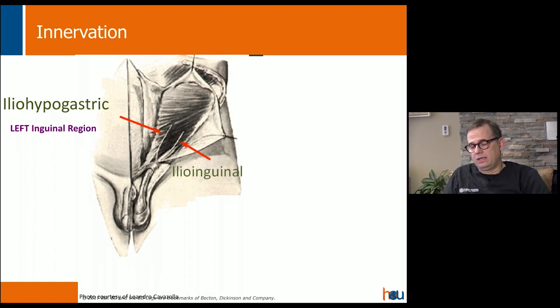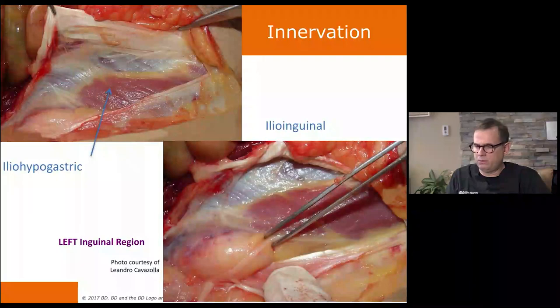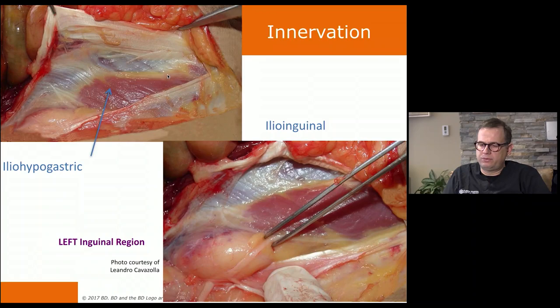We have to understand the innervation for open surgery. We have three main nerves. Two of them are easier to identify: the iliohypogastric and the ilioinguinal. We can check here that the iliohypogastric comes laterally. Usually we see it on top of the internal oblique, but sometimes it has an intramuscular pathway, and it rises and goes into the rectus sheath.